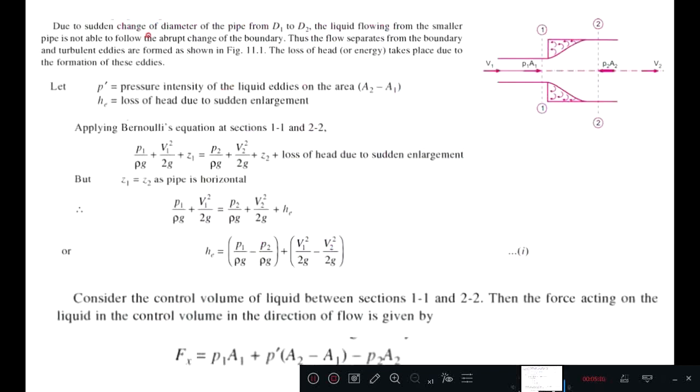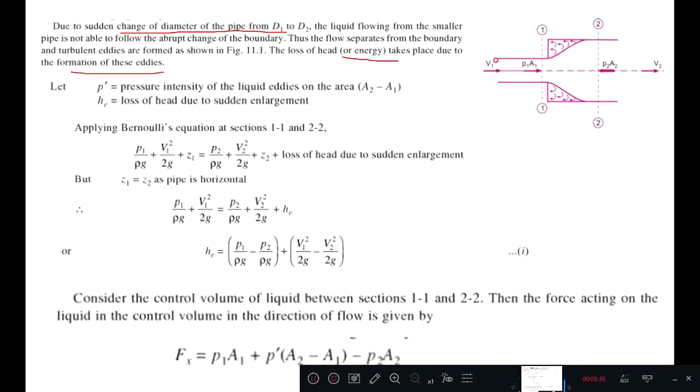Now, due to sudden change of diameter of the pipe from D1 to D2, the liquid flowing from the smaller pipe is not able to follow the abrupt change of the boundary. Thus, the flow separates from the boundary and turbulent eddies are formed as shown in this figure. The loss of head or energy takes place due to the formation of these eddies.